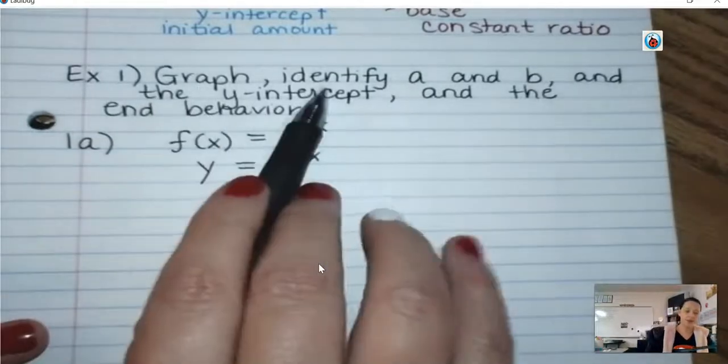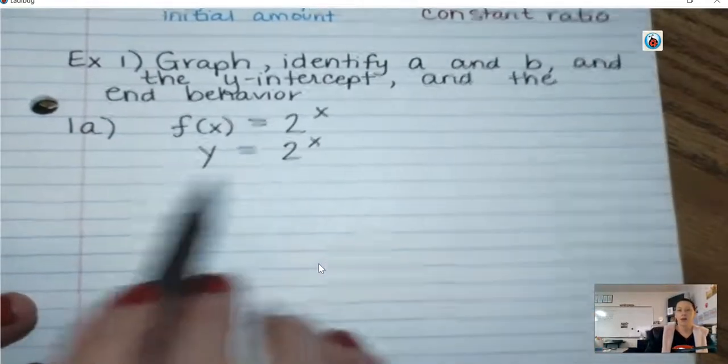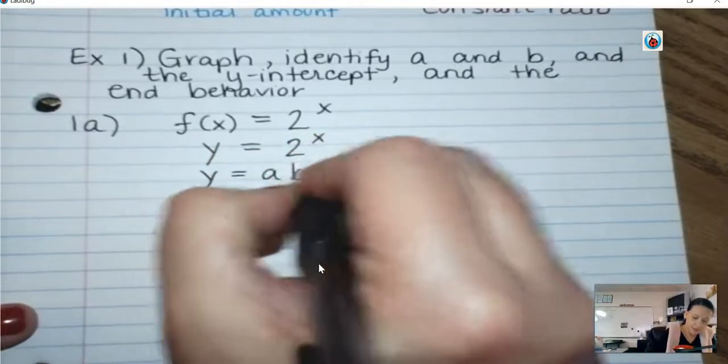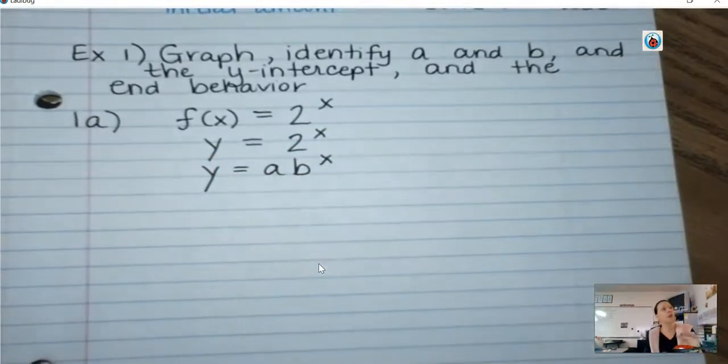So we graphed it. Now we have to identify the a and the b. Well, right now, it looks like it's in y equals ab to the x formula.